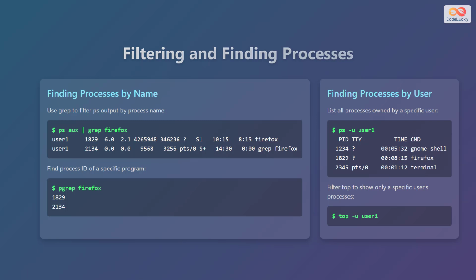To find processes by user, the command ps -u username lists all processes owned by a specific user. Also, you can filter top to show only a specific user's processes by using the command top -u username.